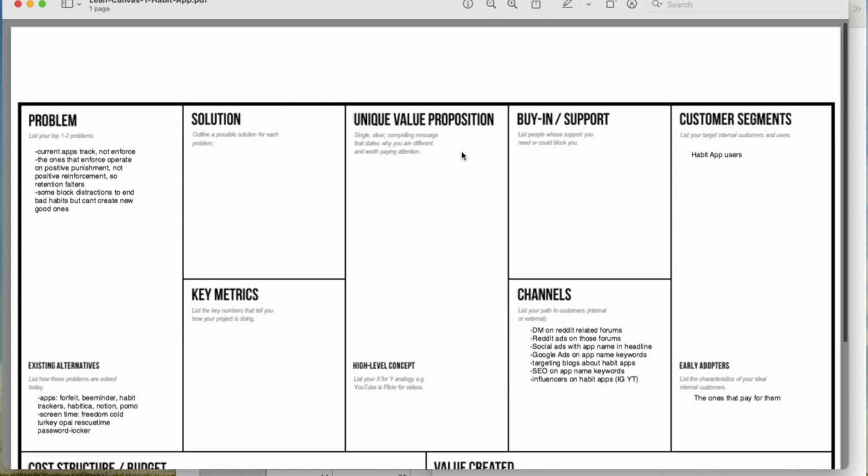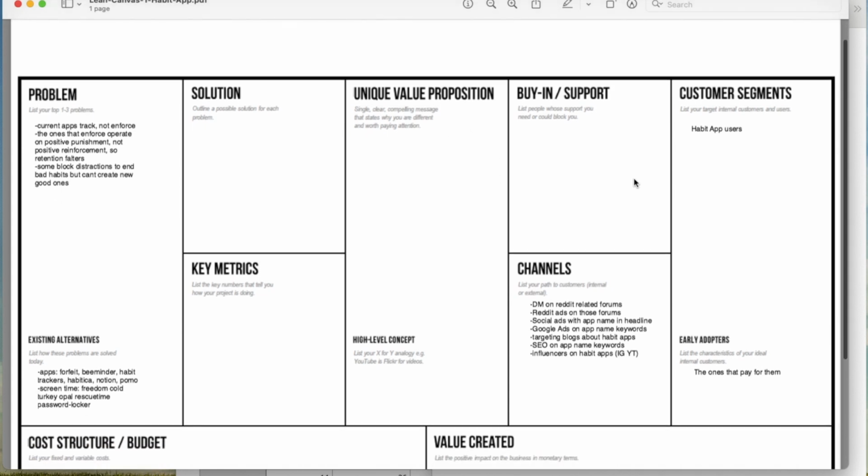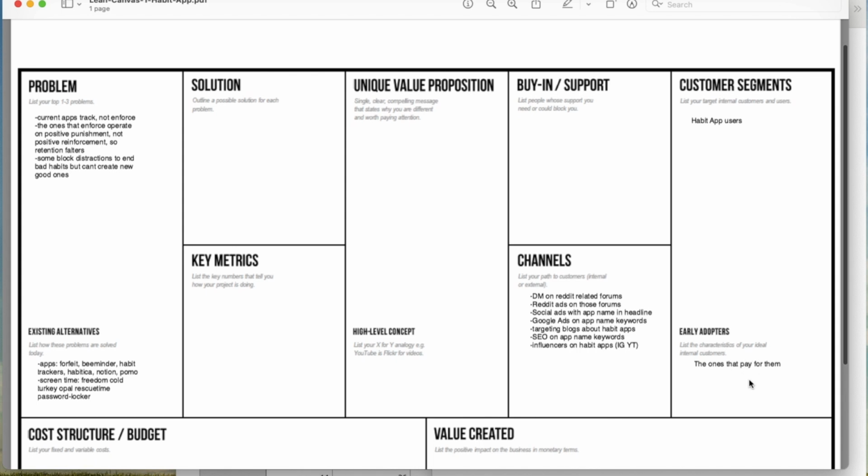Okay, so realistically, what I'll probably do is start with the habit app users. I actually didn't split all the customer segments into different lean canvases, just the ones that I found the most compelling. So first, habit app users, specifically the ones that pay for them, and I'm thinking Forfeit and BeMinder. These other ones, not so much. Password Locker is something that I've built, password-locker.com, and I know there are users that use some of these other apps, so that would be a channel.